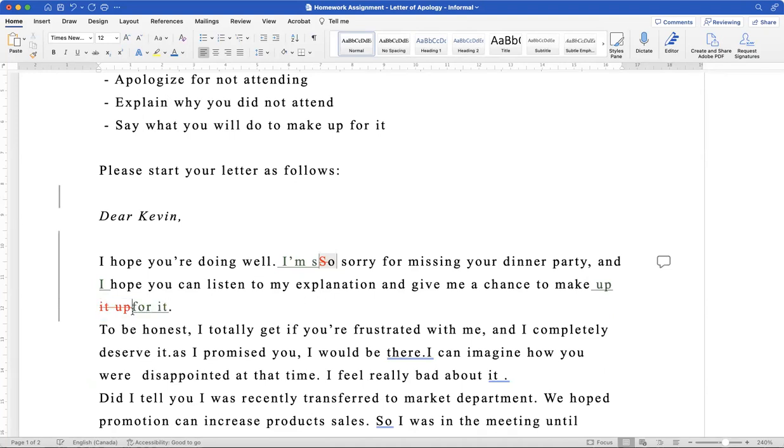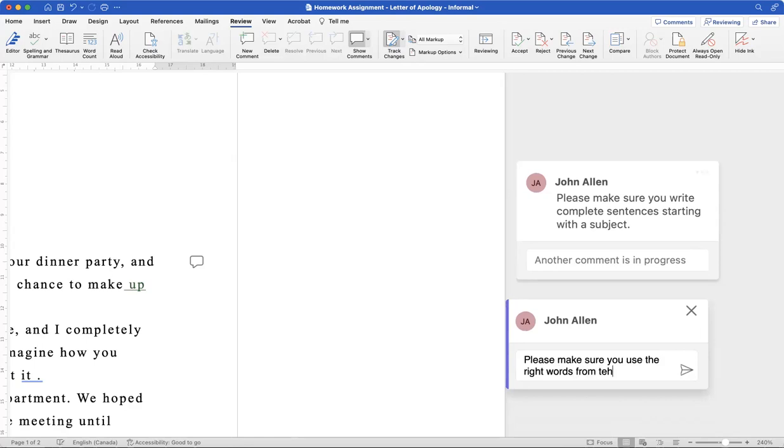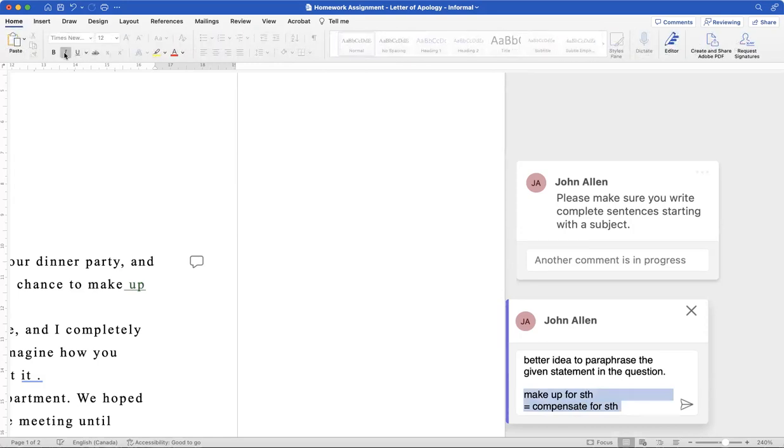But you know it's synonymous, because you can paraphrase it, right? Don't change the structure. So make sure you use the right words from the question. But please remember, it is a better idea to paraphrase the given statement in the question. So here, instead of make up for something, you can say compensate for something. They have the same meaning. That's why you can paraphrase the given statement.